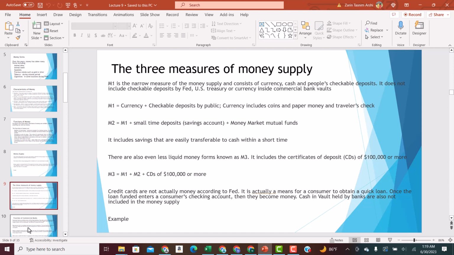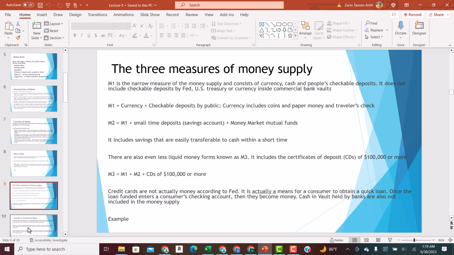In addition, checkable deposits are considered very liquid and part of M1. Checkable deposits are deposits that you have in your checking account, right? This money is very easy to spend. You have a debit card, you can go to a market and just use it as cash. So they're very liquid. We classify checking account deposits as well as cash, coins, and traveler's checks under M1.